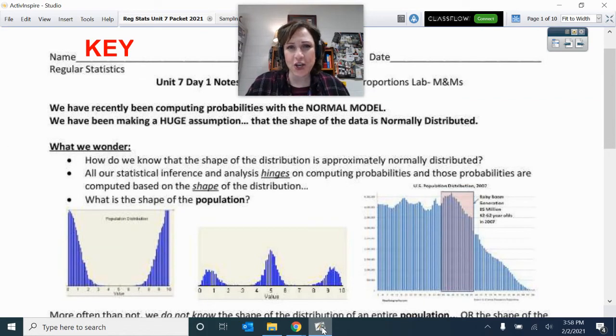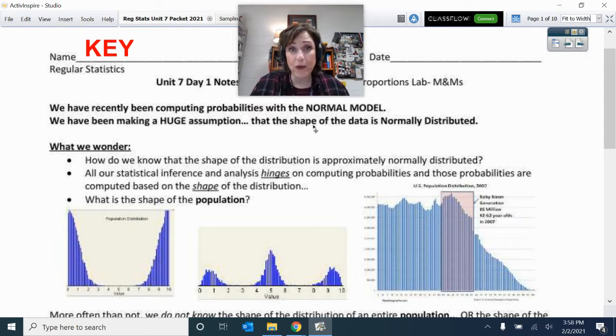All right, we are going to start our next unit, Unit 7. Let's recall where we're coming from. We have just been recently computing our probabilities with our normal model, and that is a big, big deal. But we've kind of been hiding something from you, and we've been making a huge assumption.